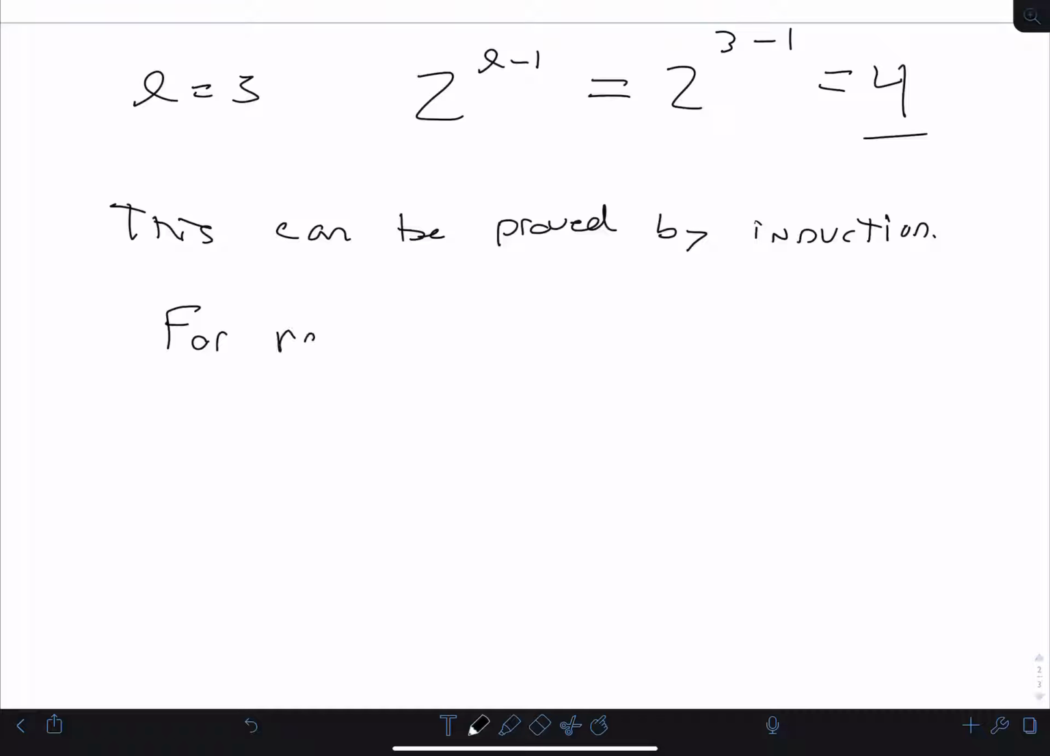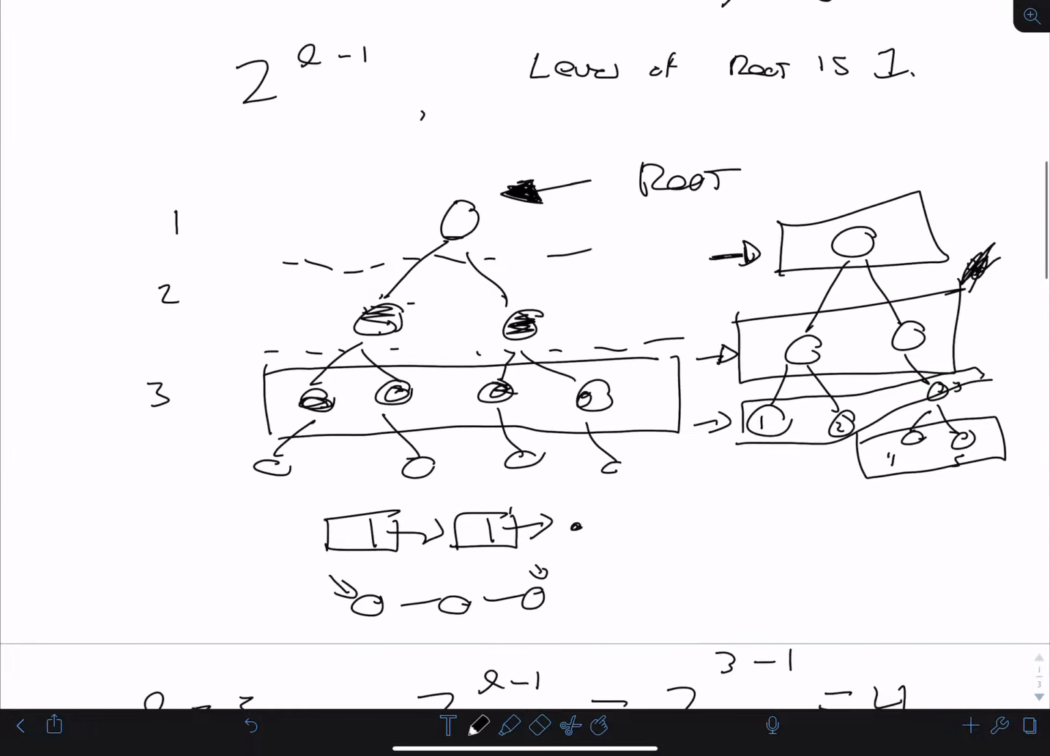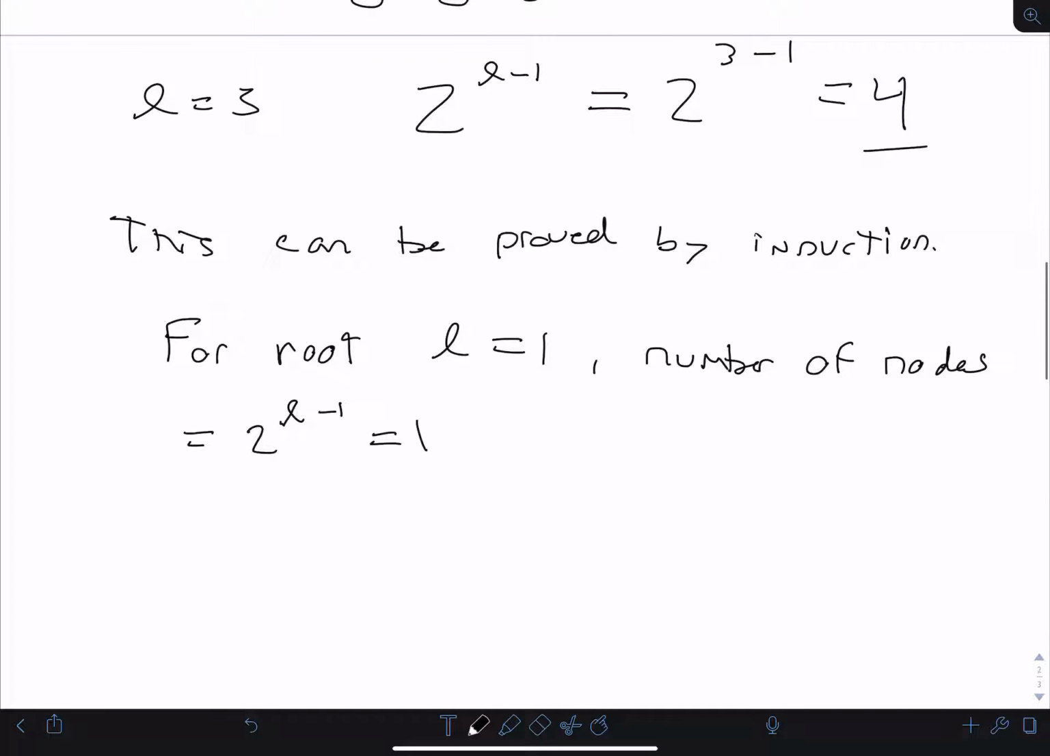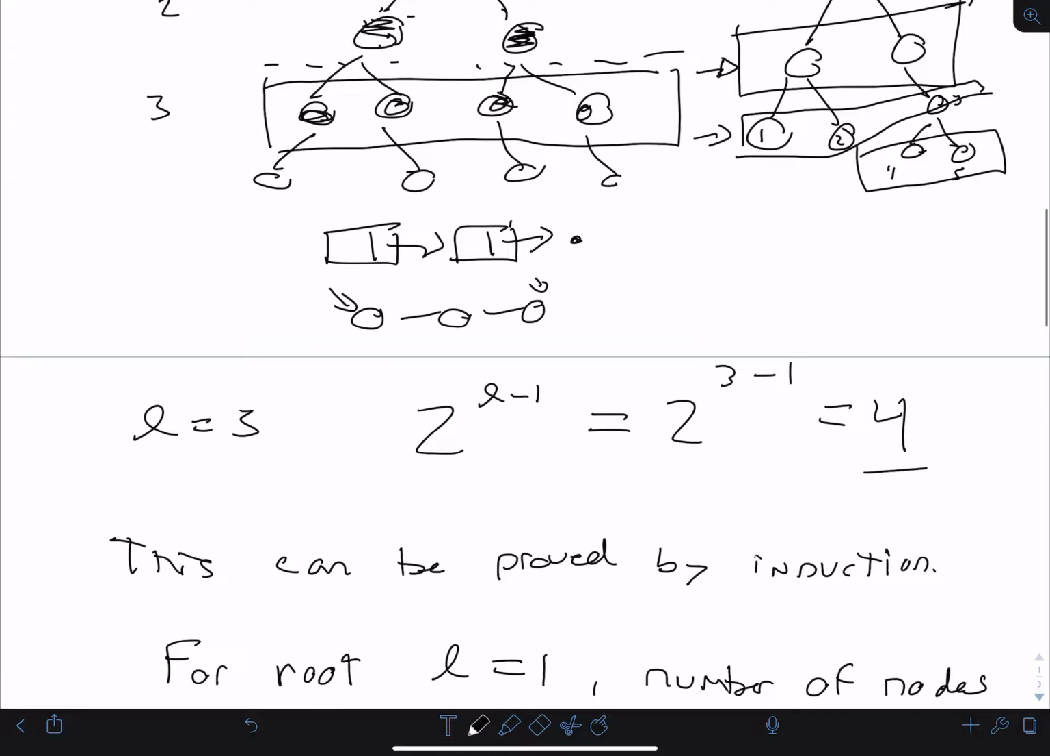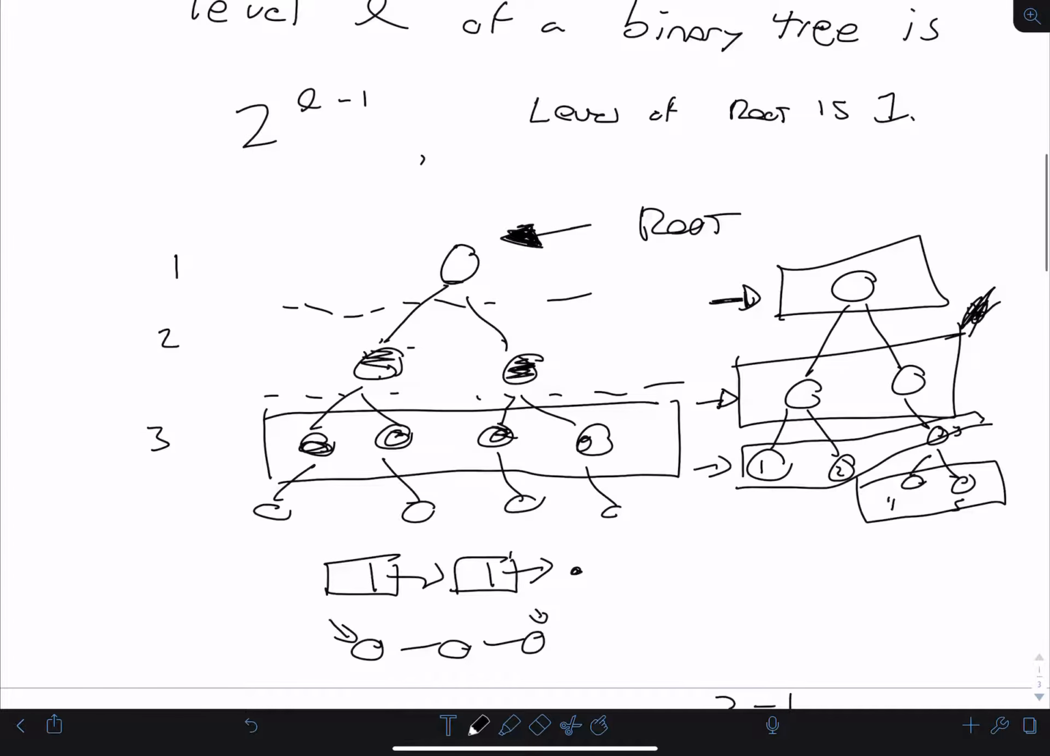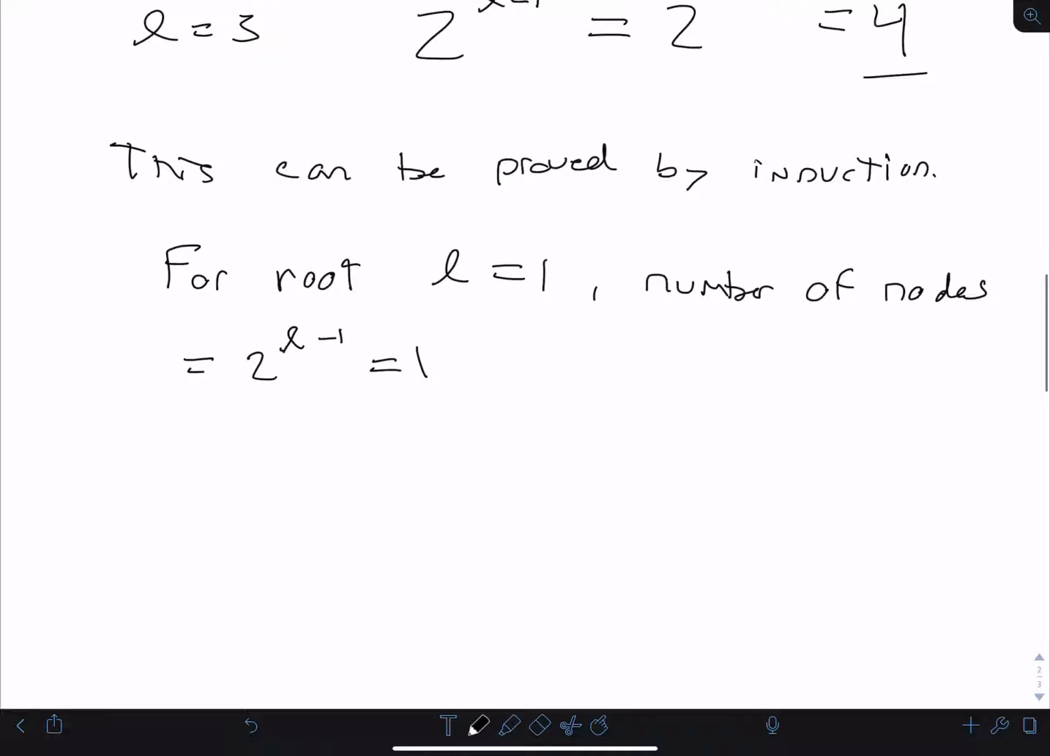So for the root, L is equal to 1, number of nodes equal to 2^(L-1) is equal to 1. So we're saying in the case of the root, where we basically said that the root is level 1, the number of nodes that you can have at that level is 2^(1-1), which is 2 to the 0, which is basically just 1, which is a true statement because we're saying that at root level 1, there can only be 1 node. Okay? So that's the first part of the proof.